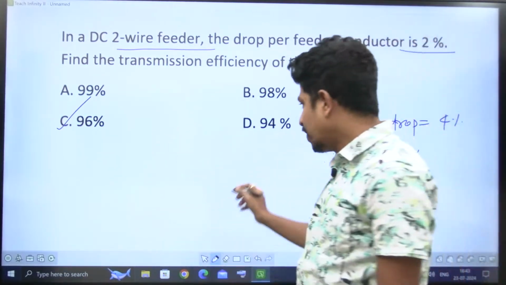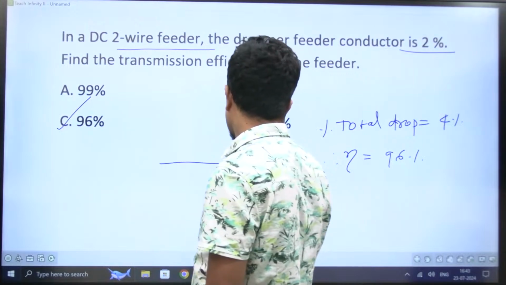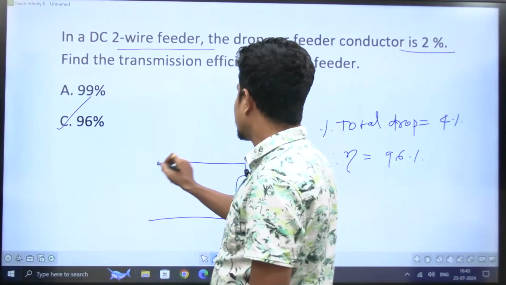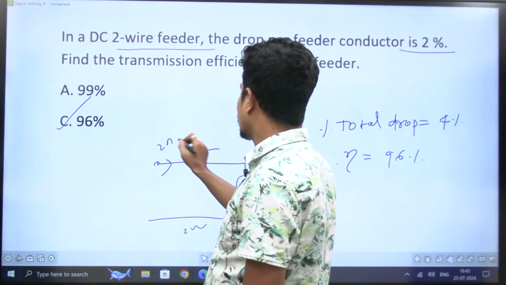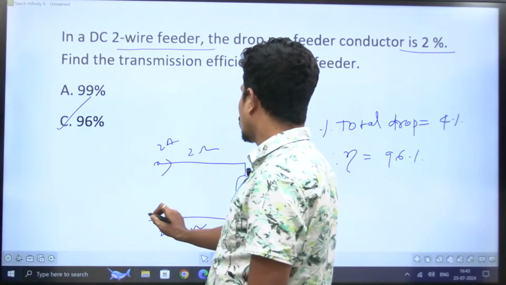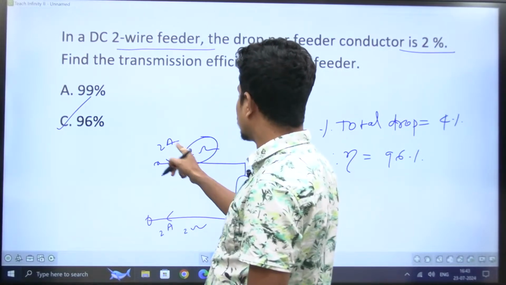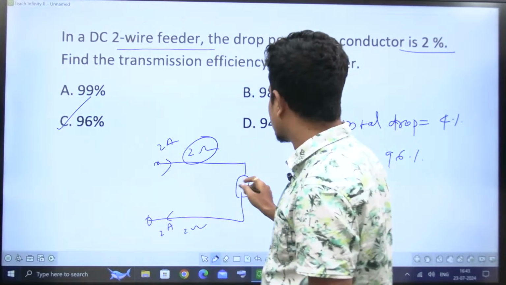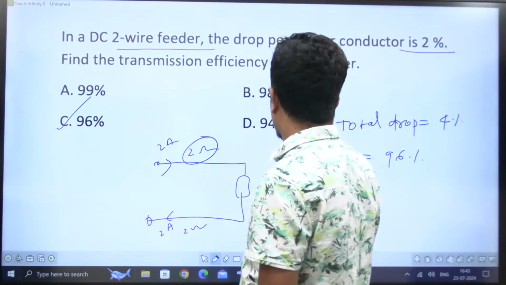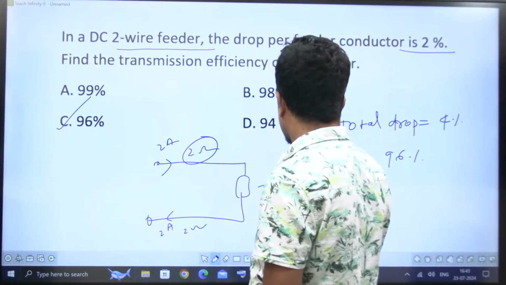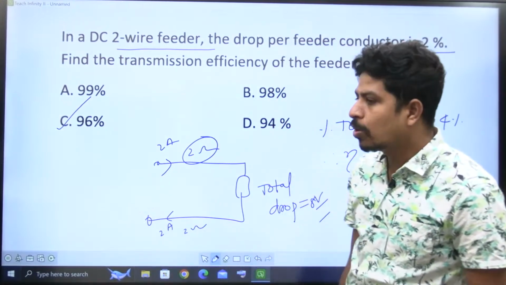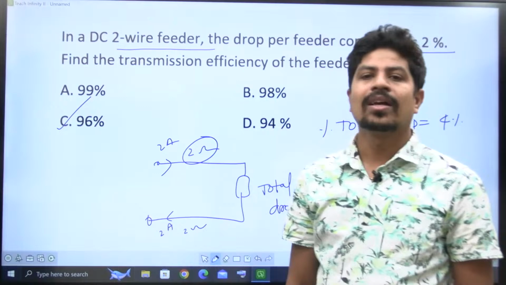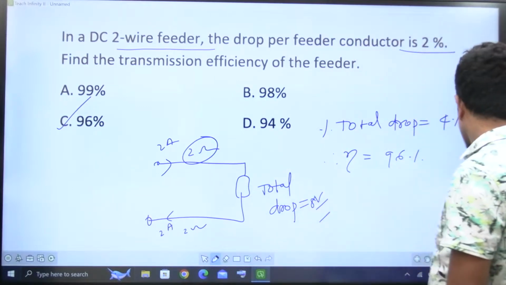See, I will tell you here, this is a two wire DC transmission. If this wire has 2 ohms, this wire has 2 ohms, and a current of 2 amperes is flowing, the drop will be 2 into 2, 4 volts in each wire. So 4 plus 4, 8 volts is the total drop. It is not 4 volts, please. Both we have to consider. Any question here? If you have any question, please type in the chat box.